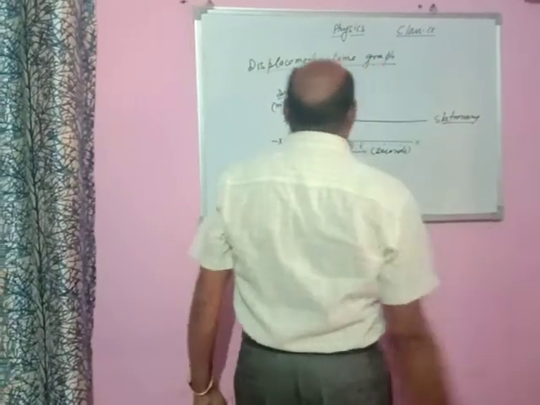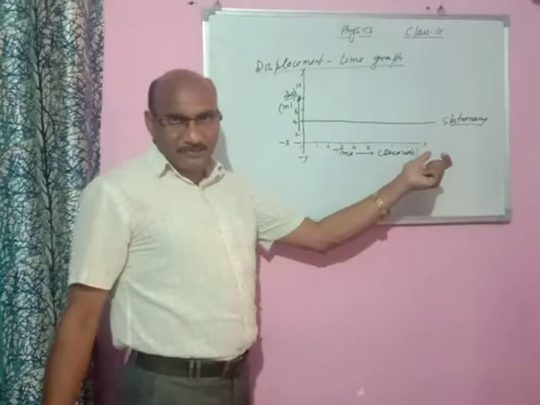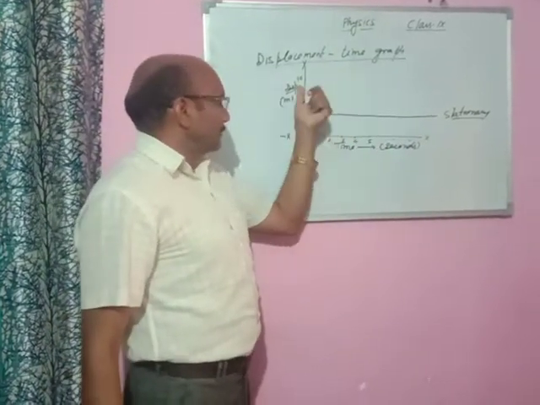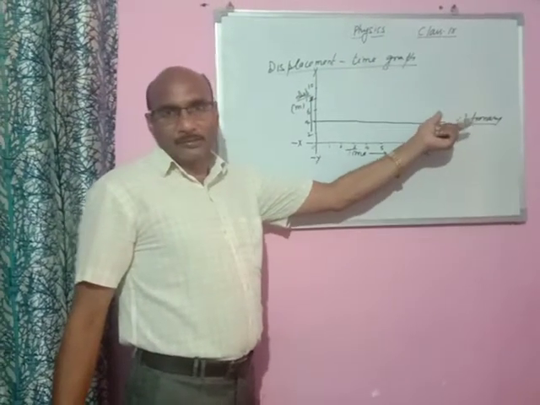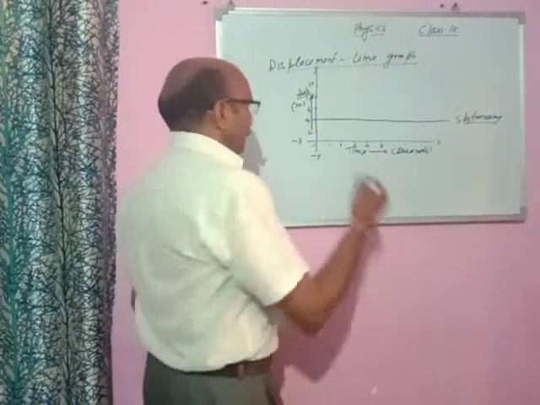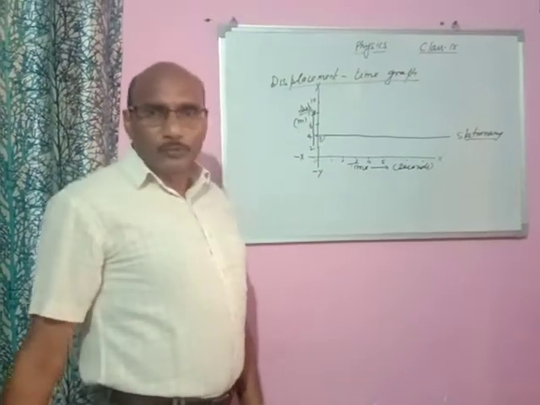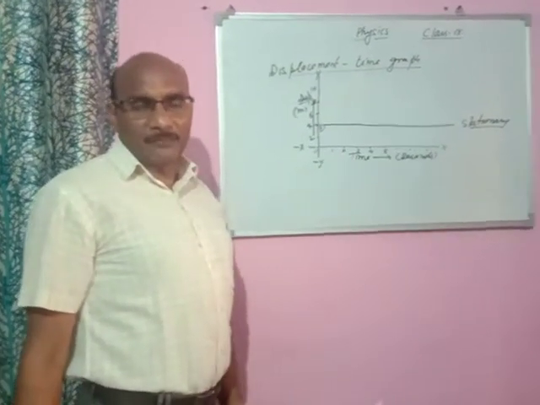Let any graph is showing like this, which is parallel to x-axis, and graph is between time and displacement. That is showing the object is stationary. One type of graph. Let graph 1. Graph 2. Second type of graph. This is case 1.